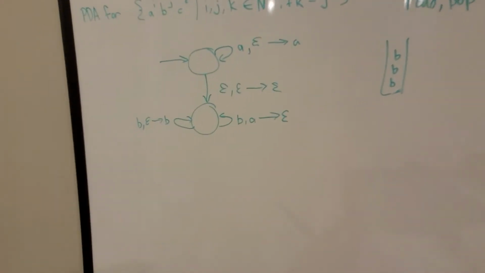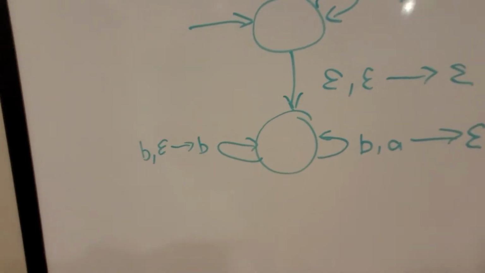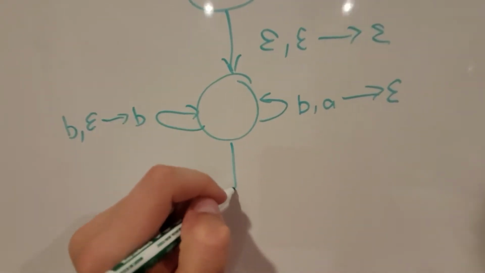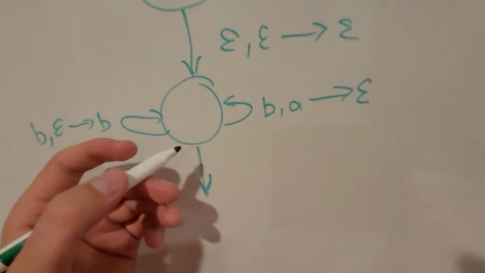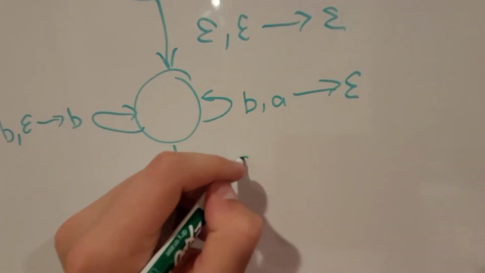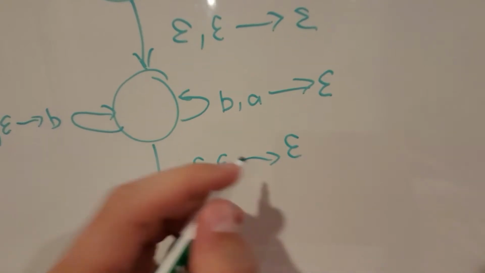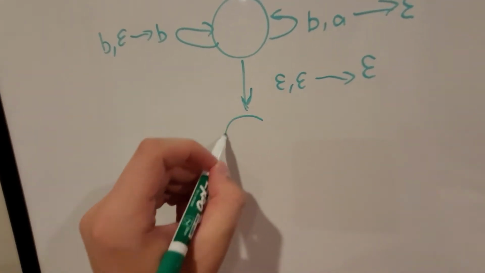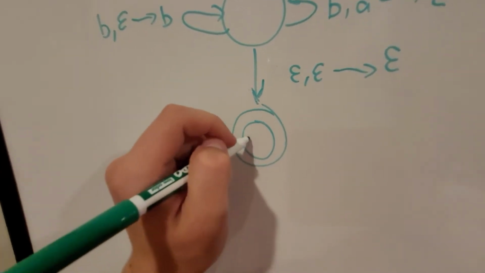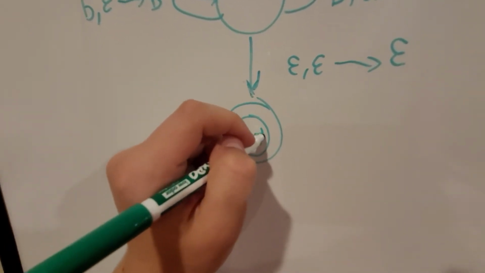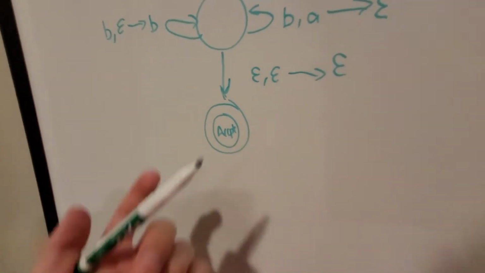All right, what's the next step? Well, let's do another epsilon transition, because once we've added all the B's we can add, we're going to come in contact with a C. What do we need to do? Well, we're going to hop down to this last state. Let's call this our accept state. I'm not going to be able to fit that word in there, but you get the point.